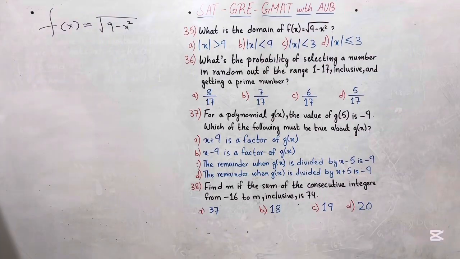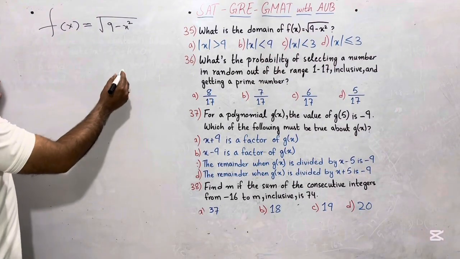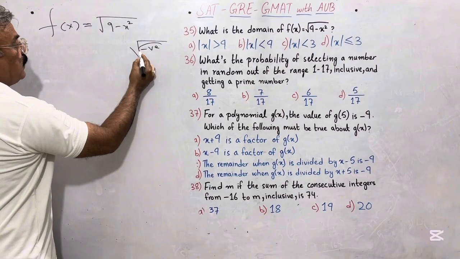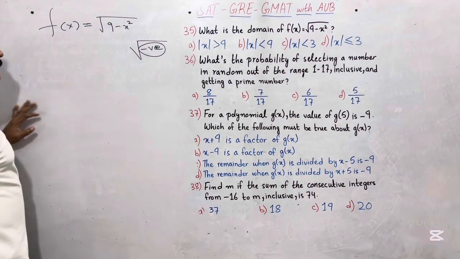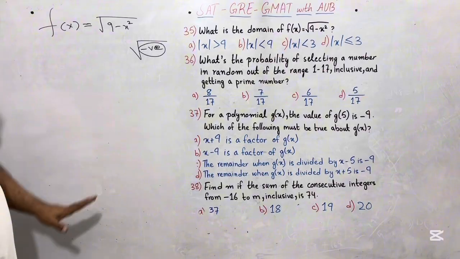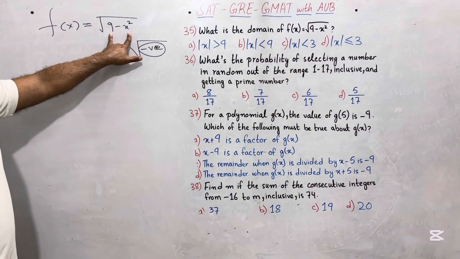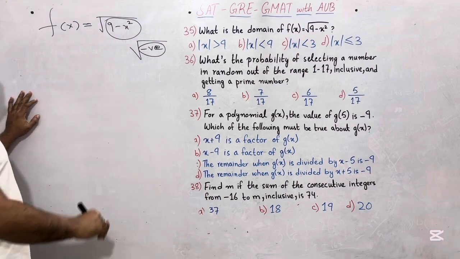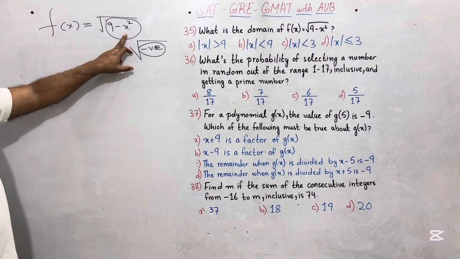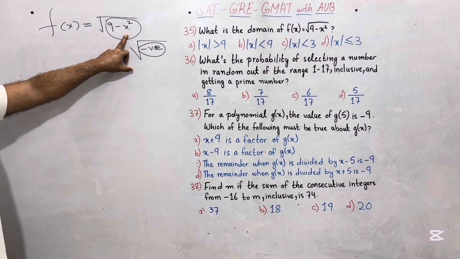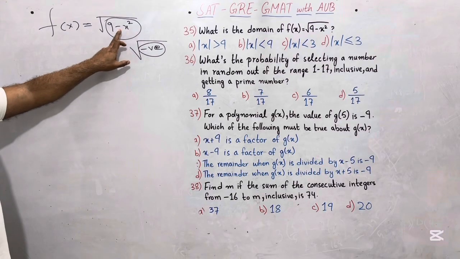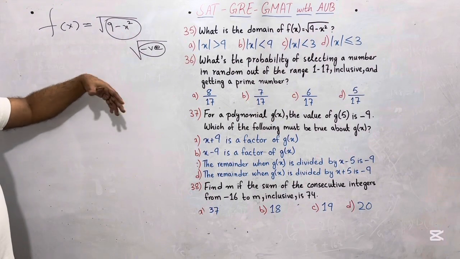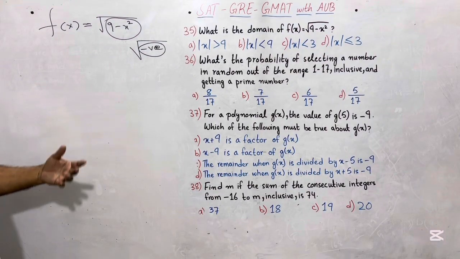What must be the inputs of this function? Whenever there is a square root, we have to avoid negative values under the square root. We cannot plug in any value of x that results in a negative quantity. For example, if I plug in x is equal to 4, it will give me 9 minus 16, which is minus 7. We cannot afford a negative sign because we are dealing with a real valued function.